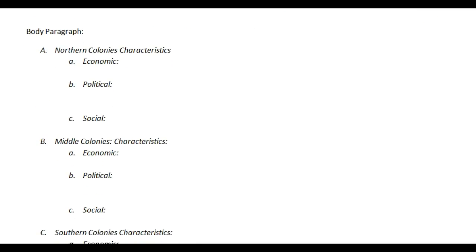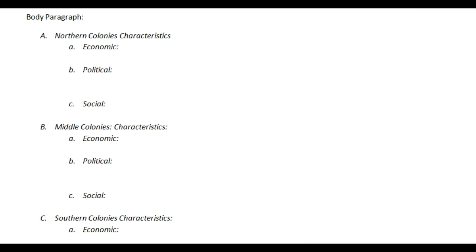Next, you will move on to the body paragraphs. So you're going to start off with the northern colonies. You're going to explain to them what the economic, political, and social characteristics are of those colonies. Again, your guided notes and assignments should help you with that. You want to make sure you are specific and give specific examples from your assignments.